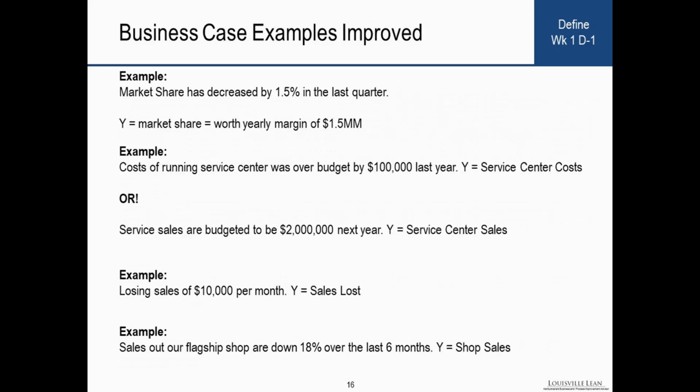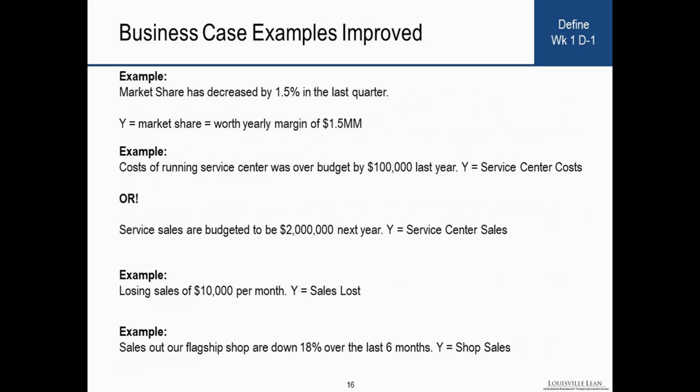So let's improve them a little bit. For example, market share has decreased in that first one by 1.5% in the last quarter. That's the simplified version of all those words that were in that first paragraph. Our Y, our big business Y, is market share, which is worth yearly margin dollars of $1.5 million. Now you know what you're working on. If you go back to the previous slide, right, now I know what we're working on, why we're working on it.